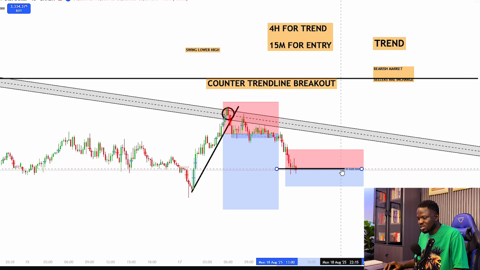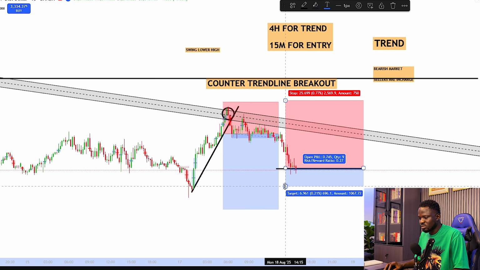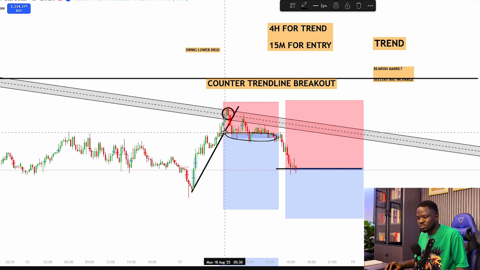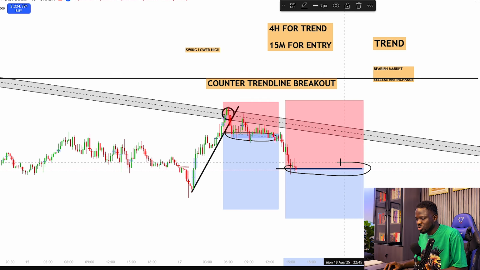Let's assume you are executing a trade around this zone here. Look at the stop loss you'll be using. You'll be using a very wide stop loss range compared to this because you've already missed the entry. So to avoid this, here is what you should do.